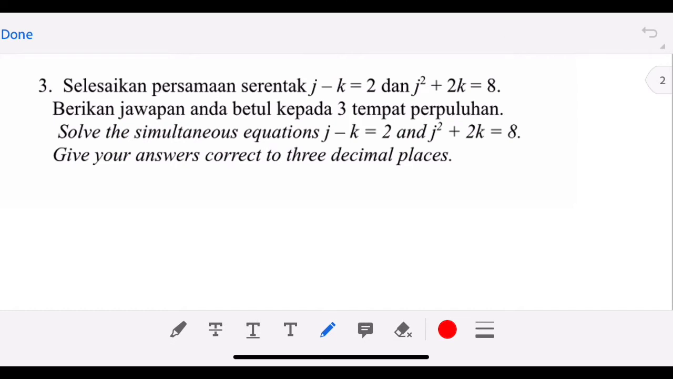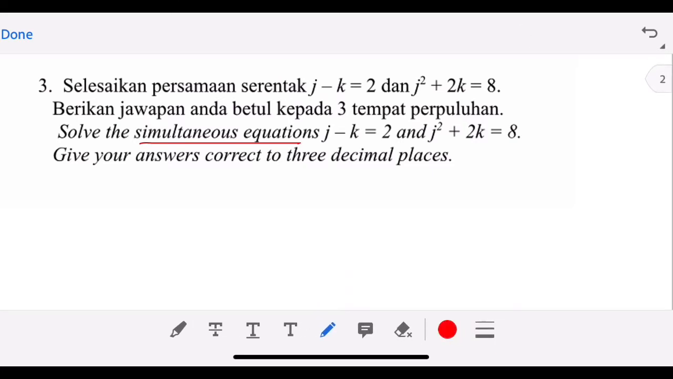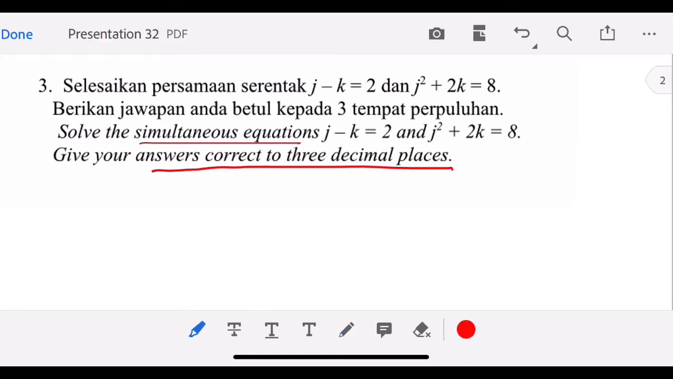They say solve. You read the question, you highlight solve the simultaneous equation, and it is actually stated there they want the answer correct to 3 decimal places. So please highlight the important keywords. Many of you will just do and never follow instruction. Answer must be correct to 3 decimal places according to the question. If the question doesn't ask, then we will give the answer in 4 significant figures. So now we have to follow instruction.